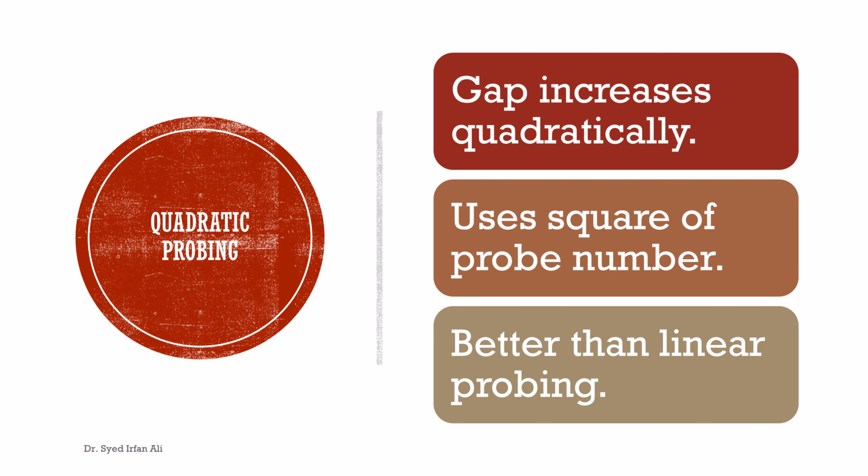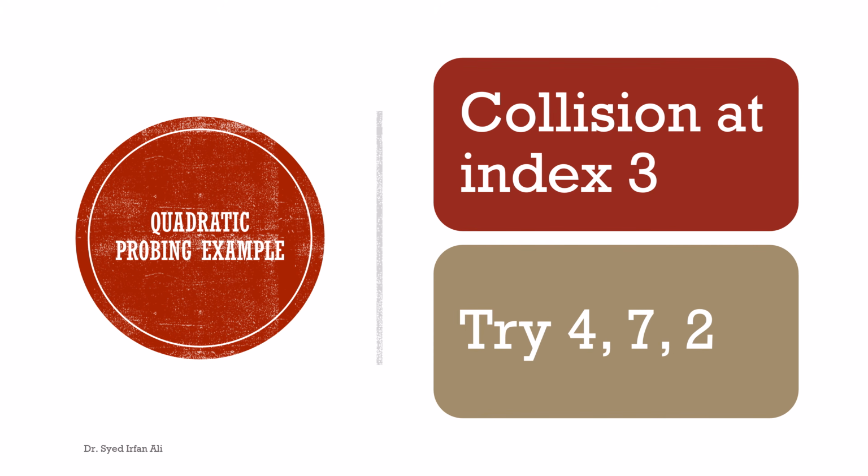Quadratic probing is an improvement over linear probing. Here, instead of checking the next index one by one, we increase the gap between probes using square values. This helps in spreading the values more evenly. Suppose a collision occurs at index 3. First, we try 3 plus 1 square, which is 3 plus 1 equals 4.